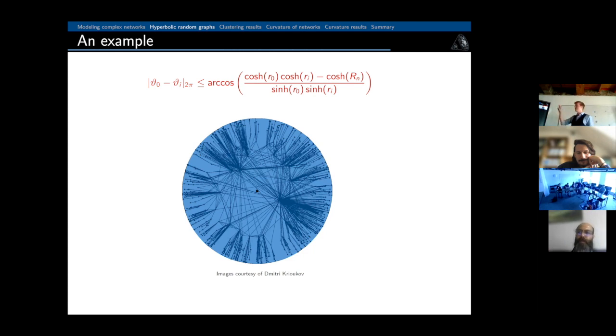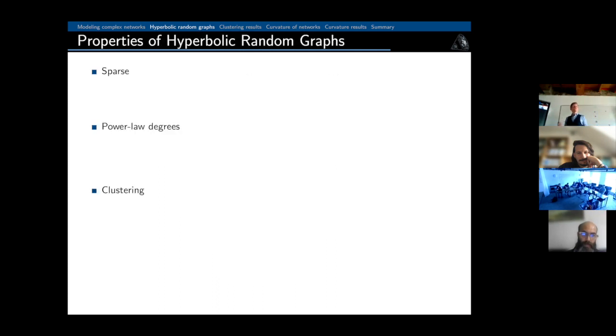This is just so that you have a flavor of what these graphs look like. So the idea is nodes with large degree are more towards the center, and nodes with low degree are more towards the boundary. And there are more nodes at the boundary than at the center. This already gives you an idea of why you might expect heavy-tailed degree distributions, like fewer nodes with very large degrees. And this is indeed what you can prove.